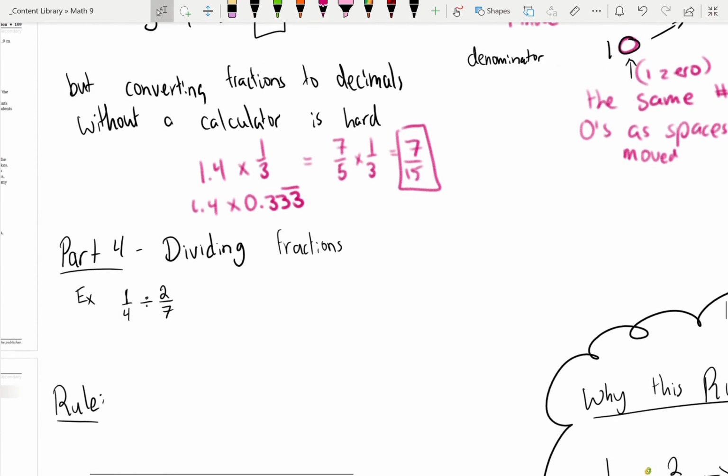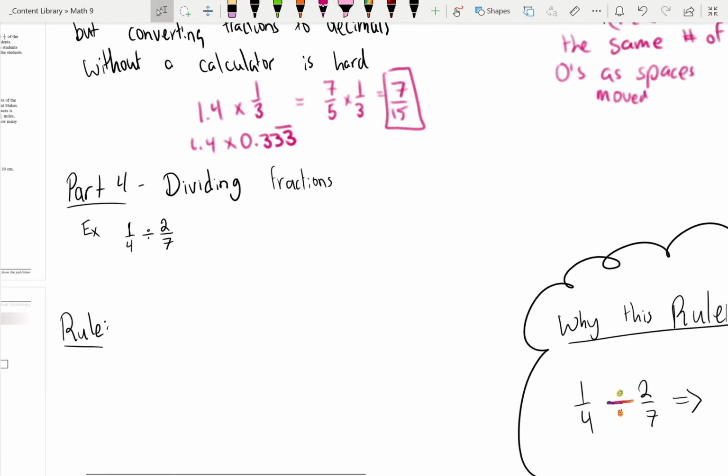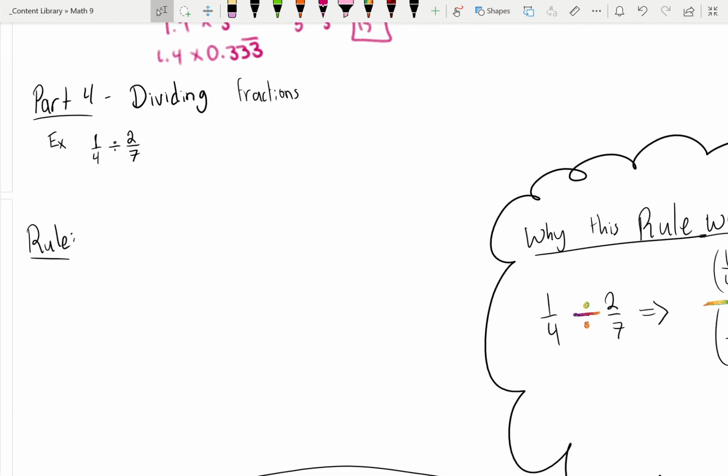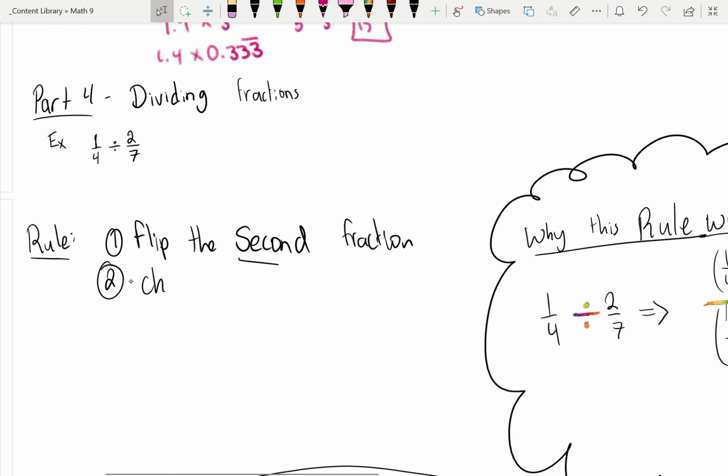All right. Last little chunk. We're getting close to the 30-minute mark or the 25-minute mark, so I'm going to try to wrap this up. Dividing fractions. So I have a quarter divided by 2 over 7. So my rule, maybe you remember: flip the second fraction, change the divide to a times, and solve.